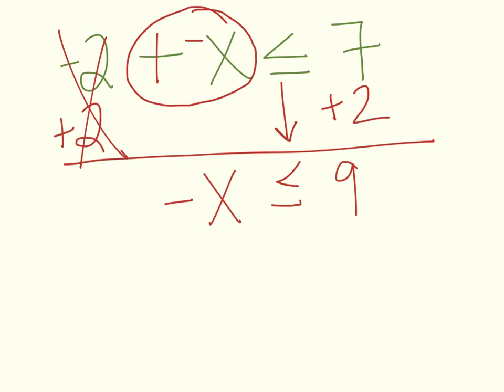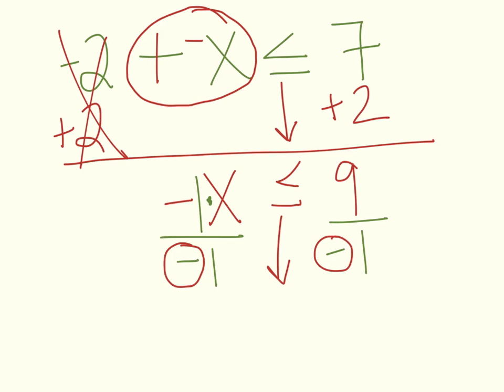Now, what's the invisible number that's in front of this x right here? Remember I just taught you that? It's 1. What is the opposite of multiplying by negative 1? Dividing by negative 1. What I do on one side, I do to the other. I divided by a negative number, so my inequality has to flip in the opposite direction.